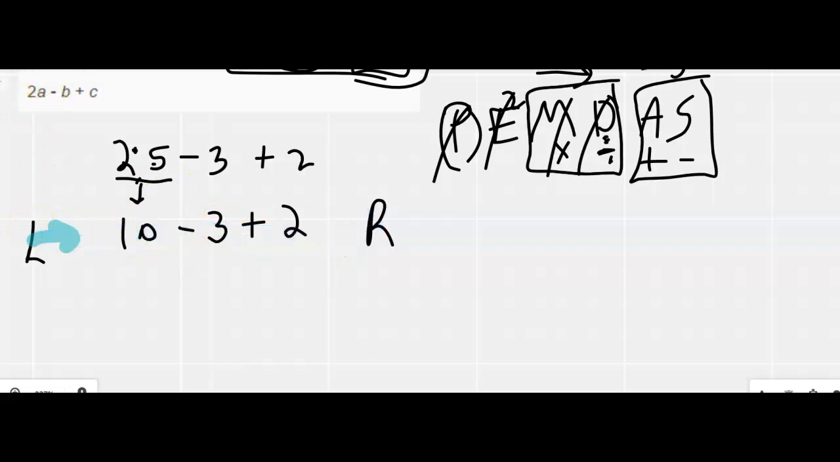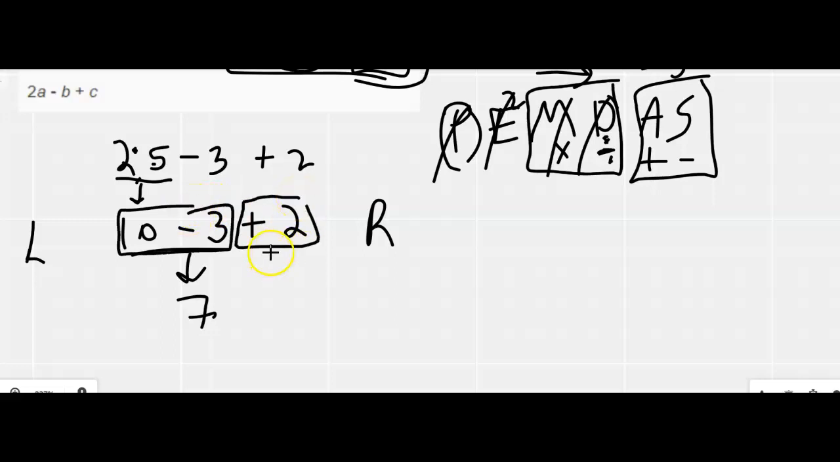And we're going to subtract 10 minus 3. And of course, 10 minus 3 is 7. Then we still have to rewrite. See, this turned into a 7. We still have plus 2. We have to bring that down as well. Plus 2. Aha, and then 7 plus 2 is 9.